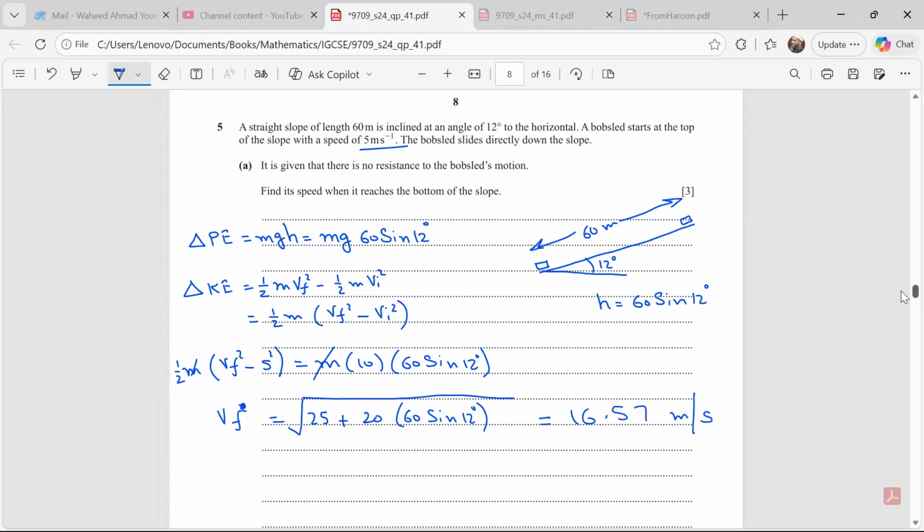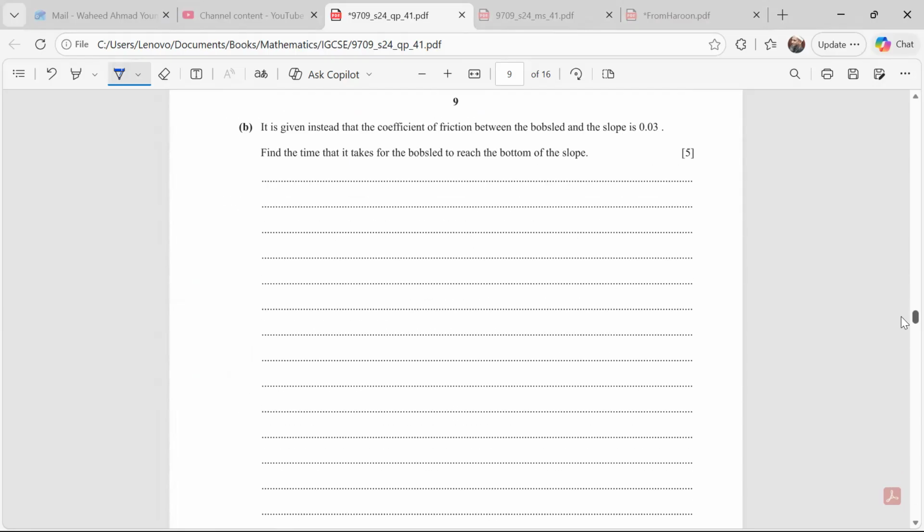Okay, easy. Now part B of the same question. It is given that there is a coefficient of friction. So now on this inclined surface, the object is sliding down, but there's a friction here as well. See what are the forces acting on this one. One force is acting downward, and that force is mg sine theta, am I right? If this angle is theta.